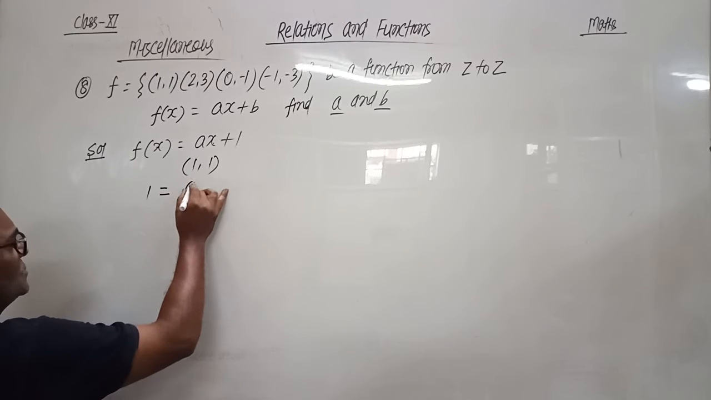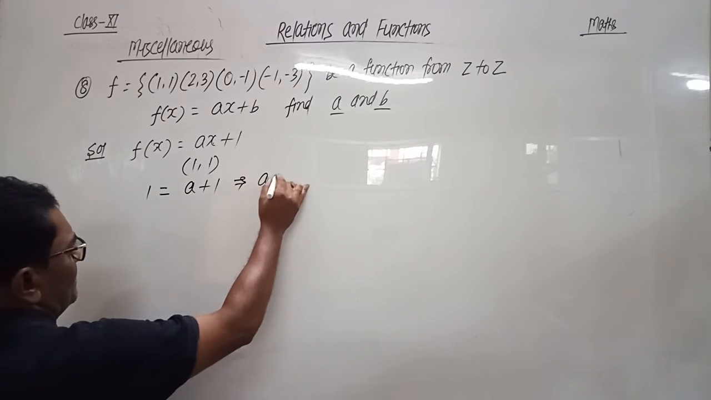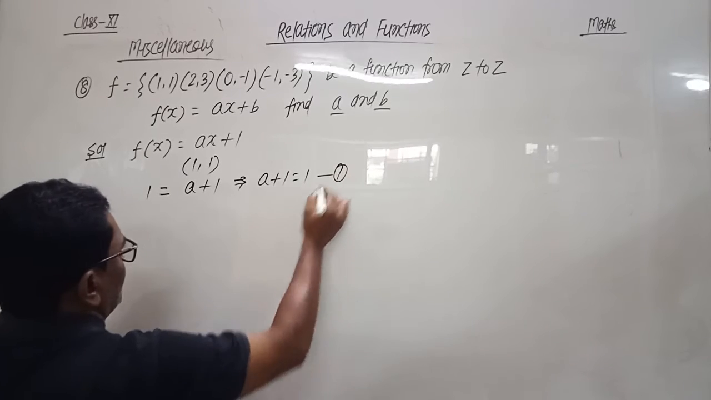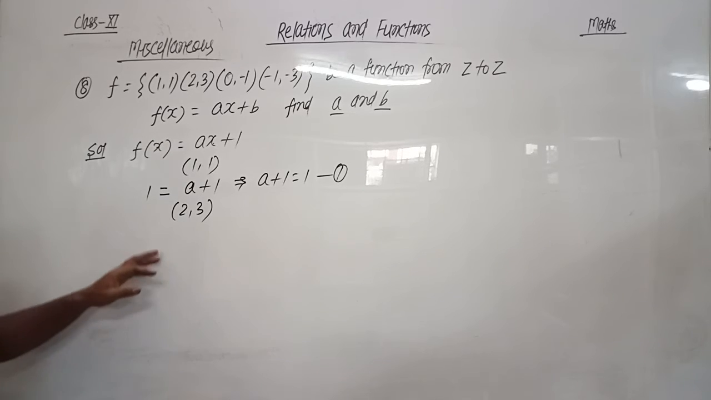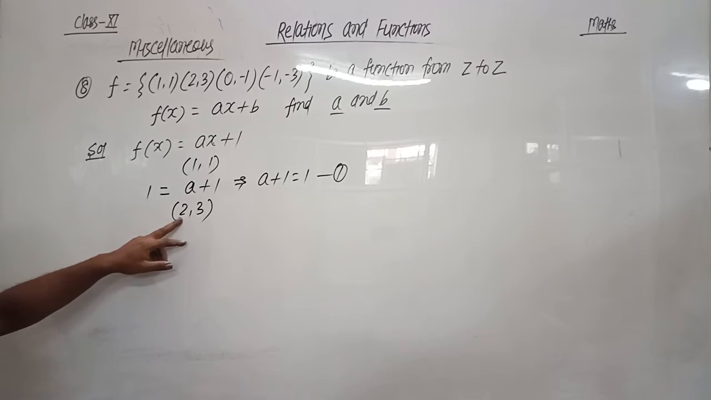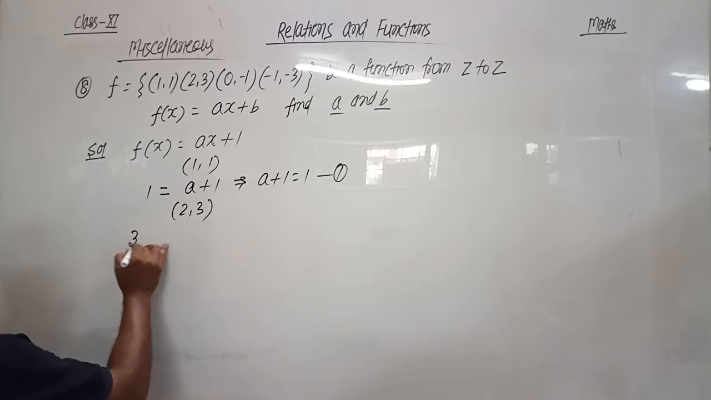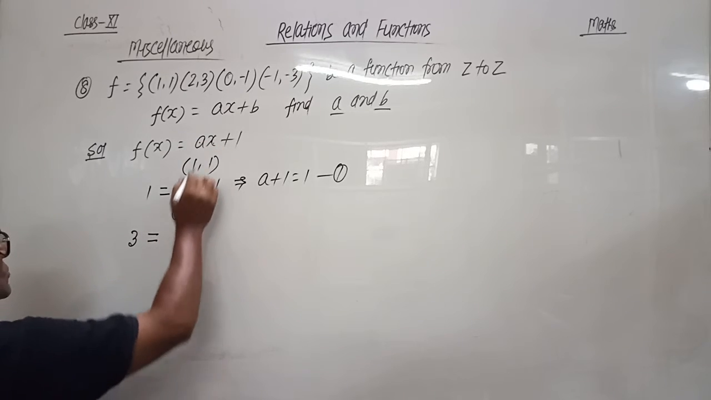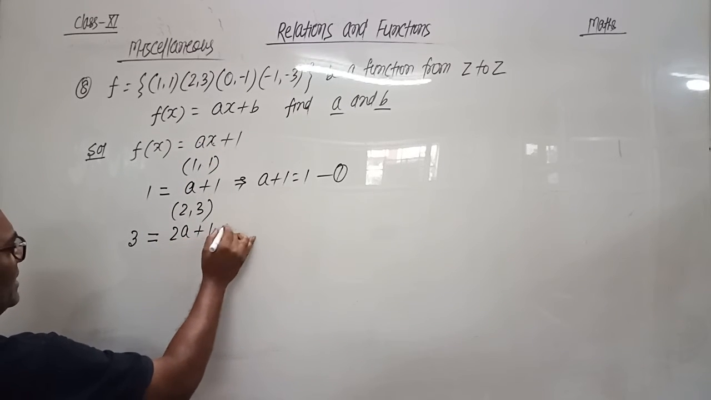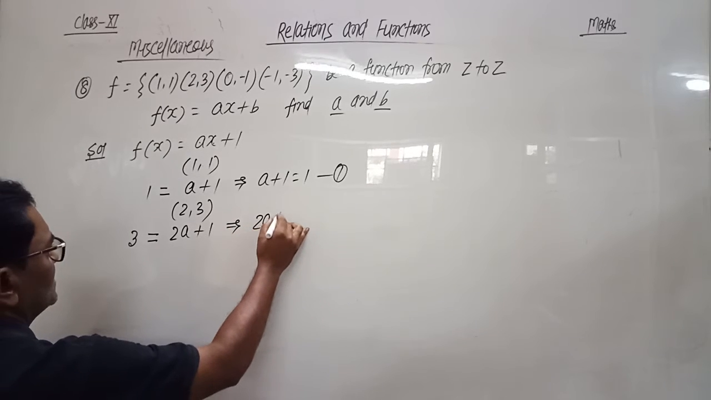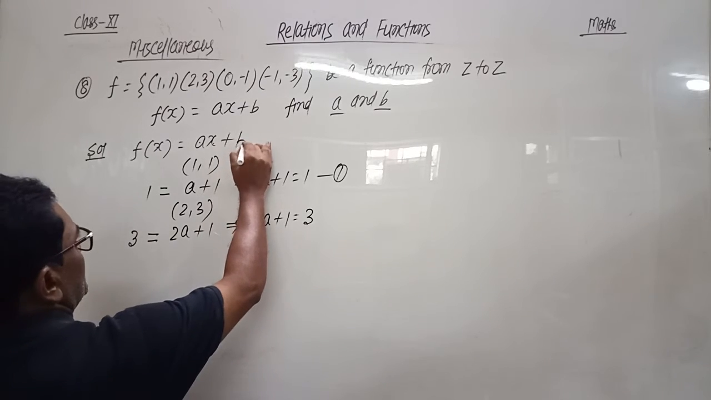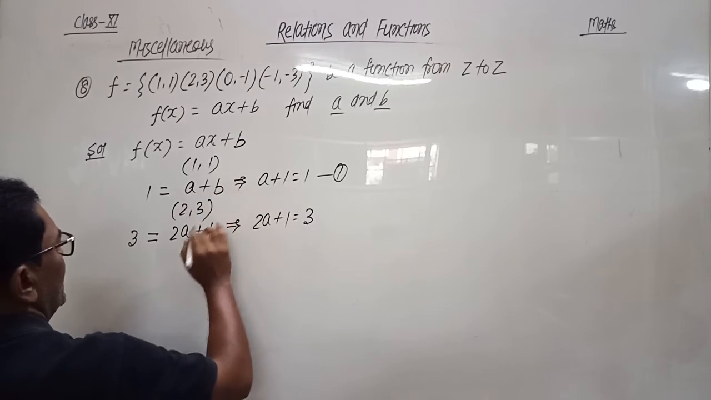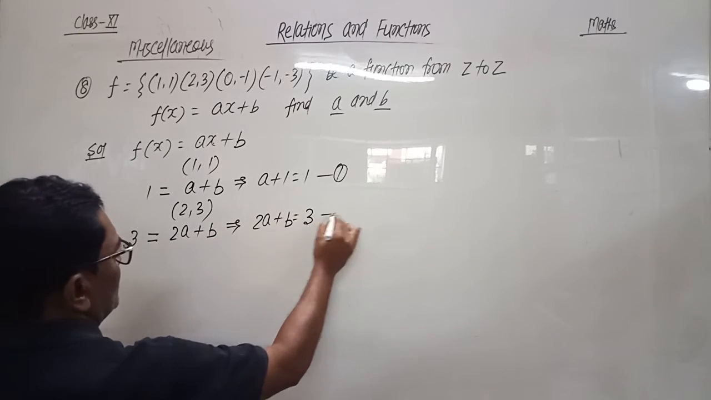So we get 1 equals a plus b. So a plus b equals 1. Name it equation number 1. Then for the second ordered pair 2 comma 3, this is the value of x and this is the value of f(x). So f(x) is 3 and x is 2. So it becomes 2a plus b. It means 2a plus b equals 3, since there is b in ax plus b.